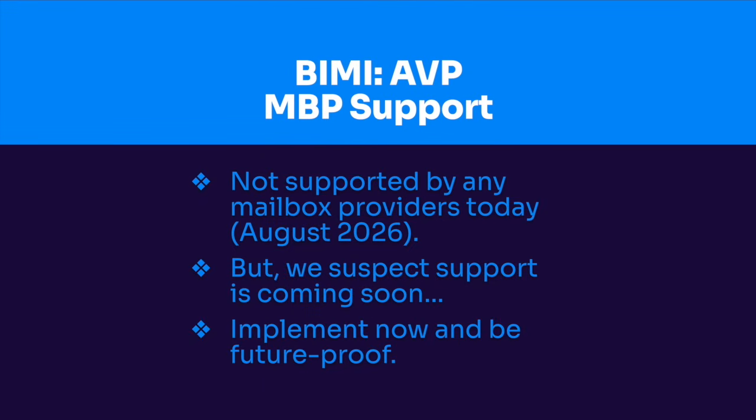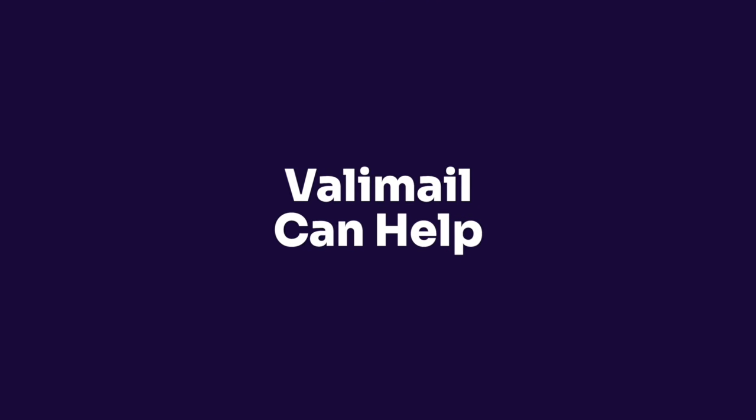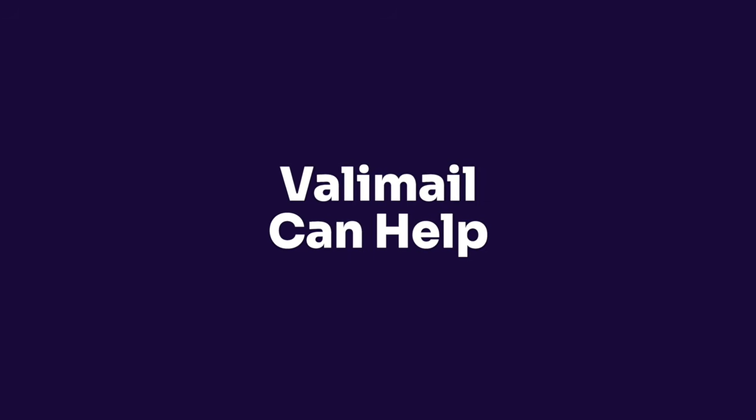Now, for the important caveat. As of right now, mailbox providers do not explicitly support reading the AVP tag in their inbox user interfaces just yet. However, AVP is a published part of the BIMI specification, and we believe mailbox provider support is coming in the near future. Adding the tag to your DNS today requires zero changes to your email infrastructure, and it completely future-proofs your setup. And Valimail supports the AVP tag right now.